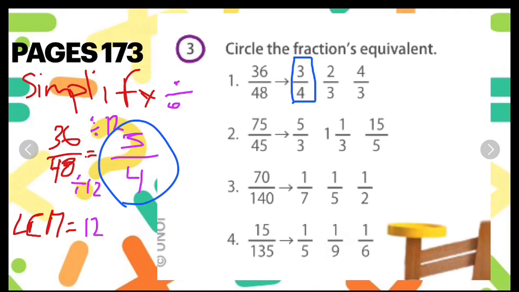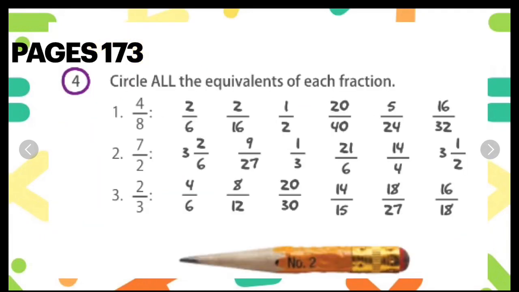That means that you have to divide, okay? Now, let's look at the indication for exercise number 4. What are they asking you on exercise number 4? Well, it says circle all the equivalents of each fraction. Now, in this part right here, you have to see that it's 4/8. Which one is equivalent to 4/8?